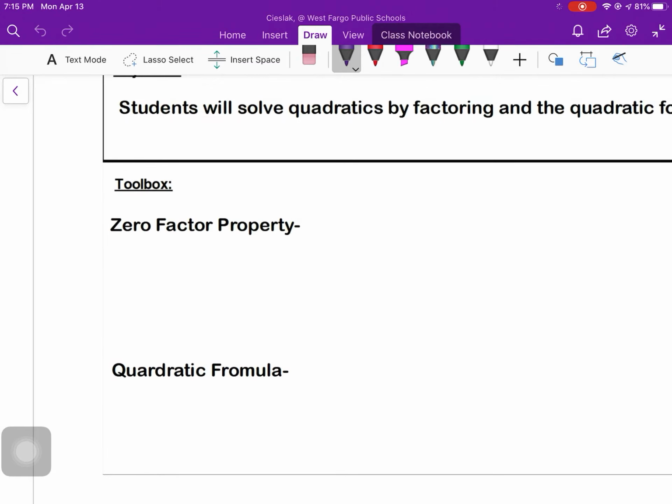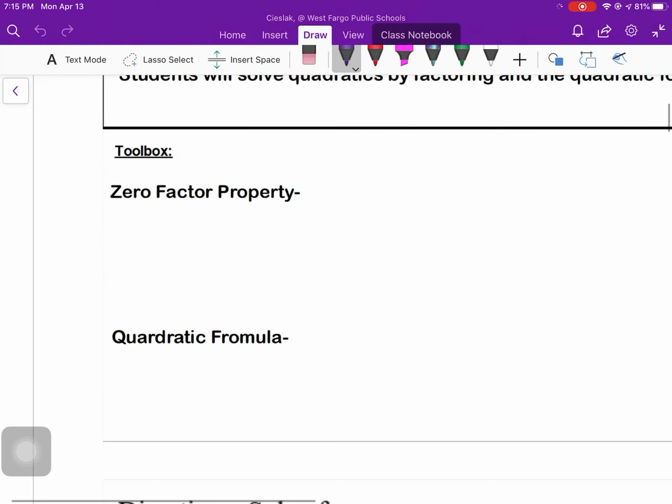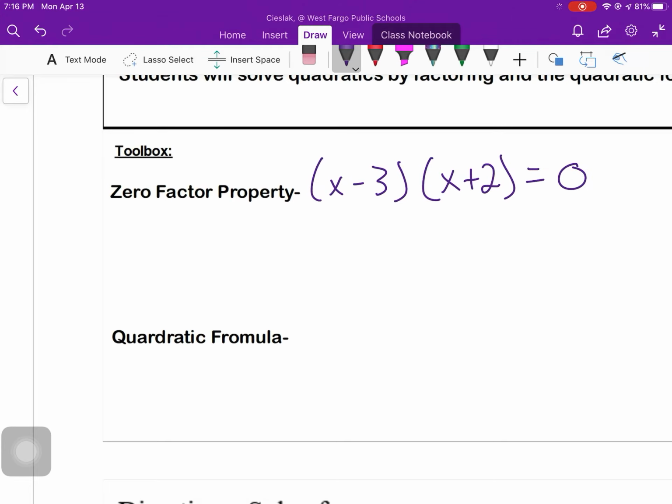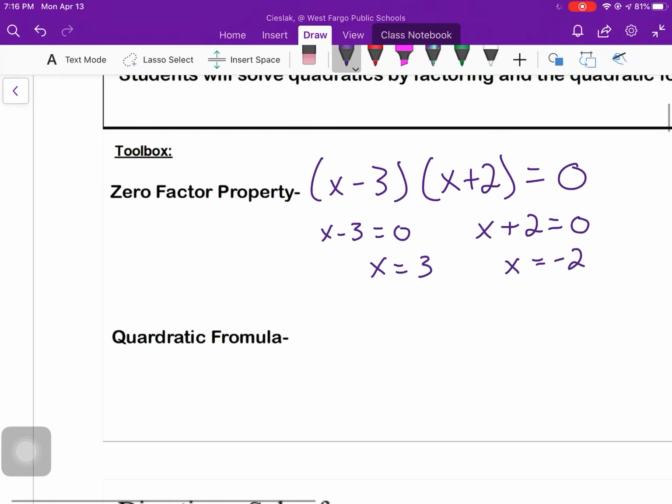zero factor property. Okay, what does the zero factor property tell us? It tells us that if you have something like x minus 3 quantity times x plus 2 quantity equal to 0, the zero factor property says that if you have two things multiplied by each other equal to 0, one or both of them have to be equal to 0. Now, what does that allow us to do? It allows us to say that x minus 3 is equal to 0 and or x plus 2 is equal to 0. So when we solve, we get x equals 3, x is equal to negative 2. And those are our two answers. That's going to be big because part of this section is on factoring.